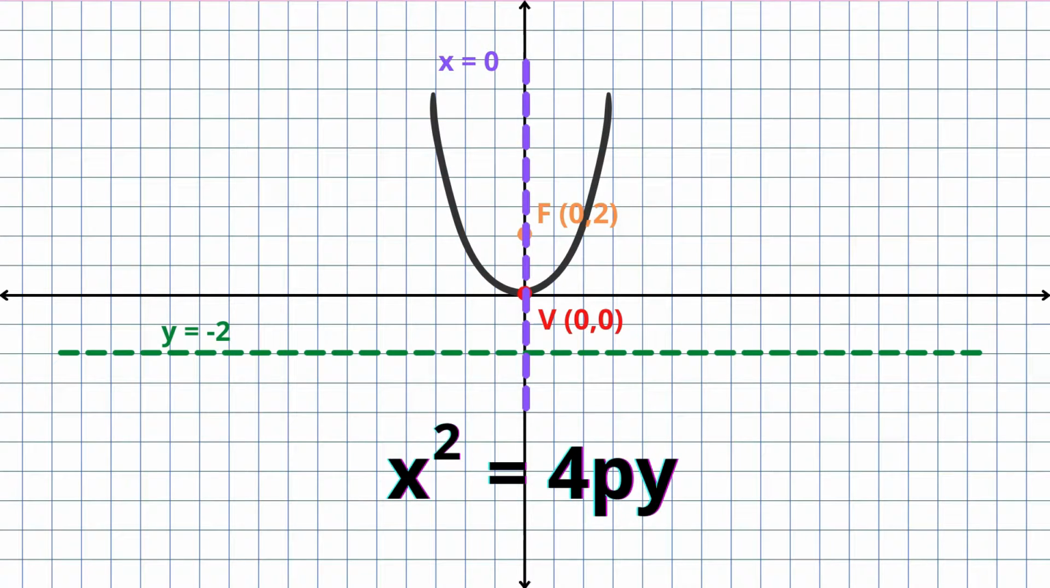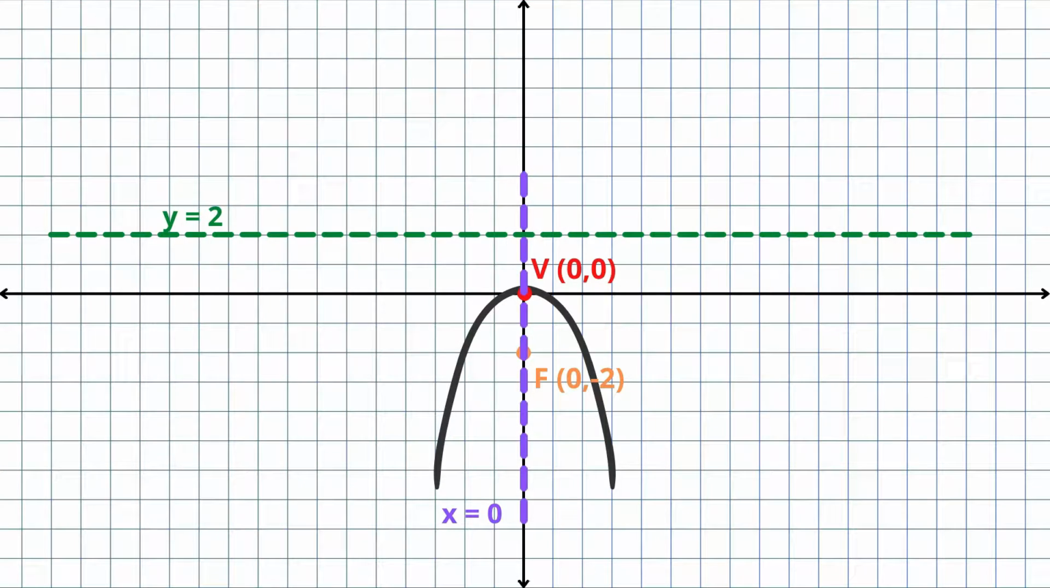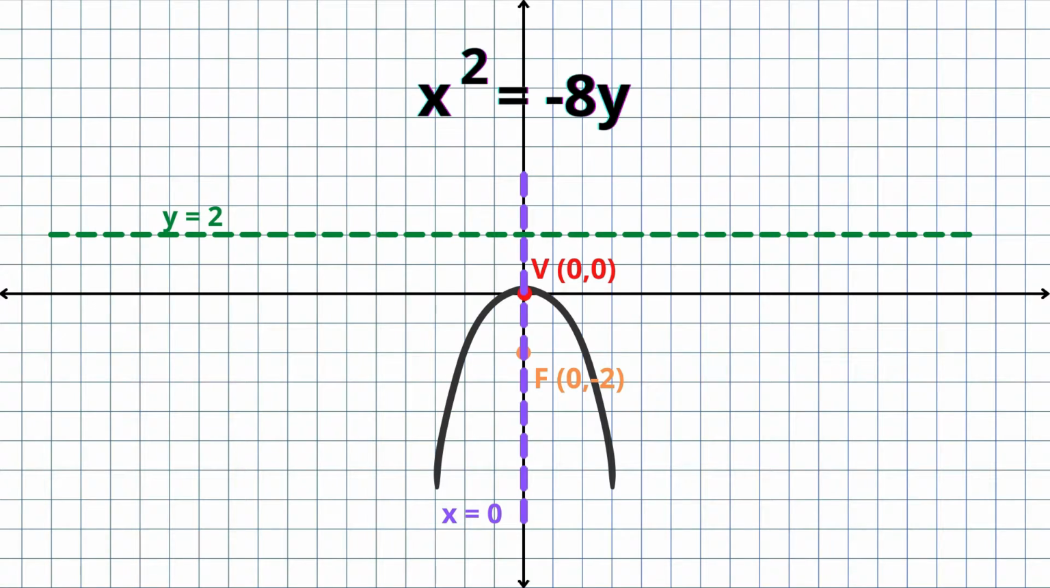Using x squared equals 4py with p equals 2, its standard form of the equation is x squared equals 4 times 2 times y, which is x squared equals 8y. Note that a parabola that opens upward has a positive p, while a parabola that opens downward has a negative p. So finding its equation, we have x squared equals -8y.